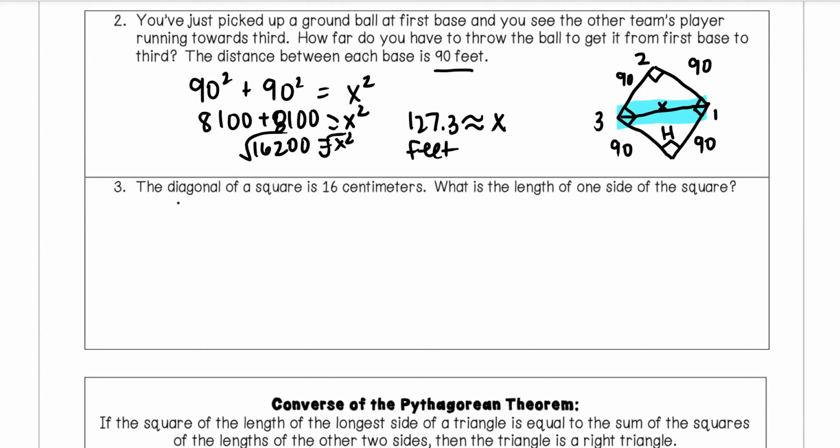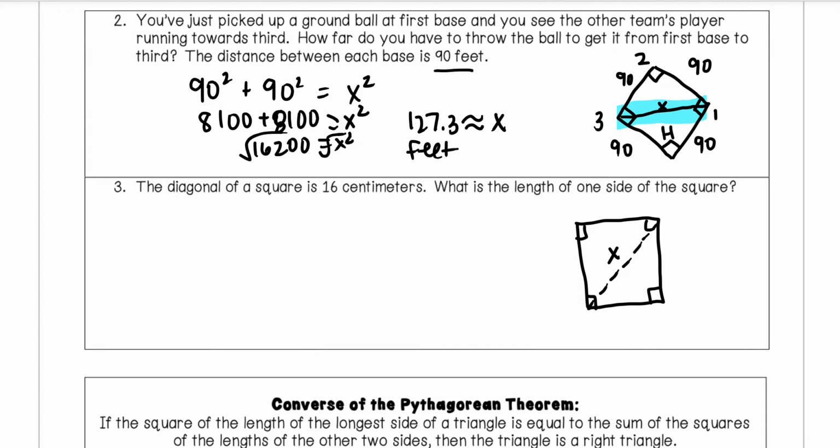In this last word problem, it says the diagonal of a square is 16 centimeters. What is the length of one side of the square? So I'm going to draw a square. In a square, the diagonal goes from one corner to an opposite, so you can draw it either way. I'm going to draw it here and say that if that's my diagonal, I want to know the distance of it, so I'm going to call it x.